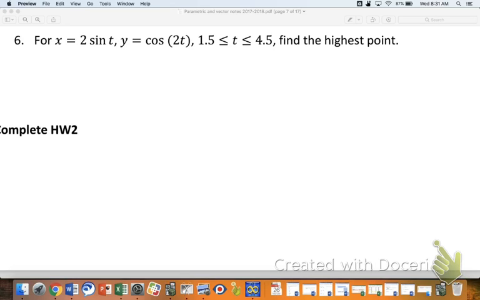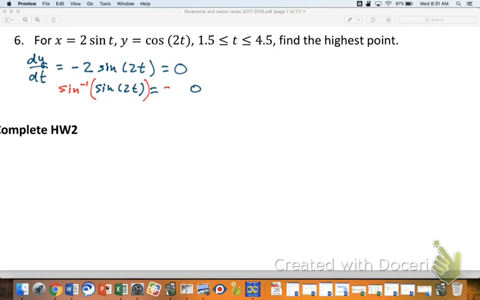Trying to maximize y. And if I'm trying to maximize y, I'm going to set dy/dt equal to 0. So dy/dt equals -2 sine of 2t, and I'm going to set that equal to 0, right? Dividing by -2, I get sine of 2t is equal to 0. Here's where I'm going to do the inverse sine of both sides, or make both sides the input for inverse sine. So on the left side, the inverse sine cancels with the sine. You just end up with 2t.